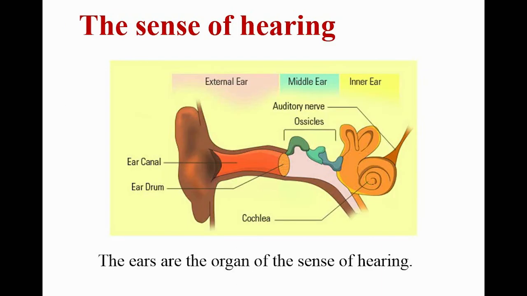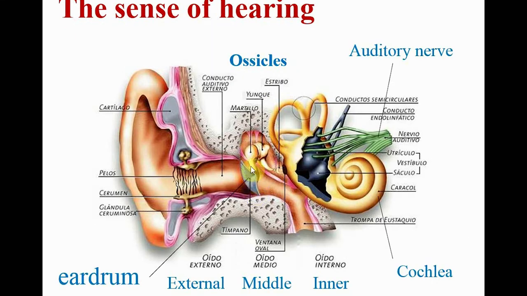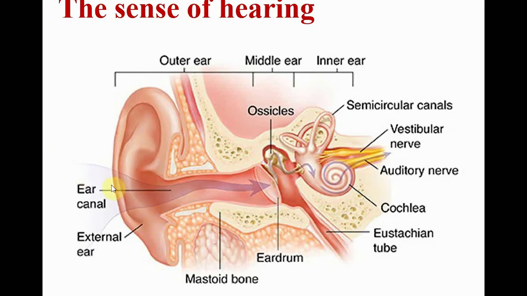The ears are the organ of this sense, which normally is divided into the external part, the middle part, and the inner part, or inner ear. Important things to remember here is the eardrum. The outer ear collects sounds. This sound passes through the ear canal, the middle ear, and the 3 small bones called the ossicles. Then the sound reaches the cochlea and the auditory nerve, which is one of the very important parts of the ear. Here the stimulus goes from the outside in the form of sound, hits the eardrum, and then the ossicles get the signal and send it to the cochlea, and then it passes to the auditory nerve.